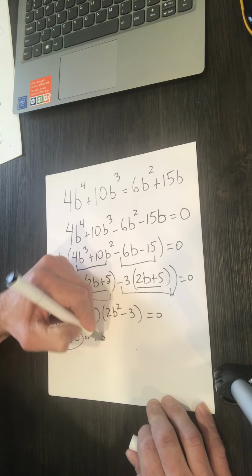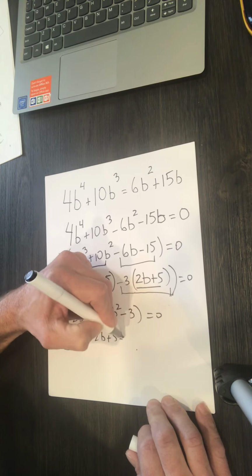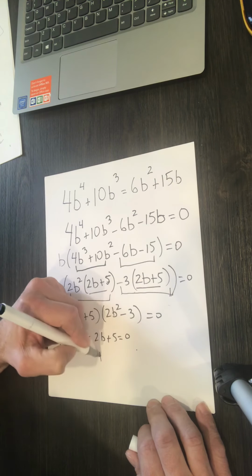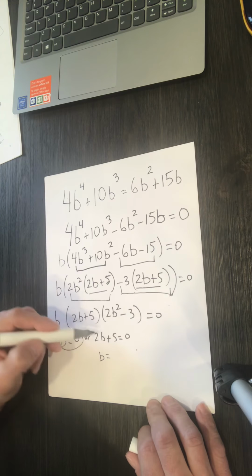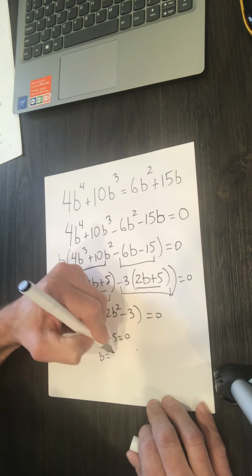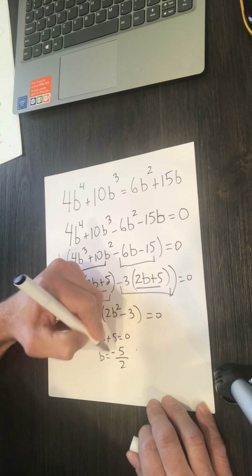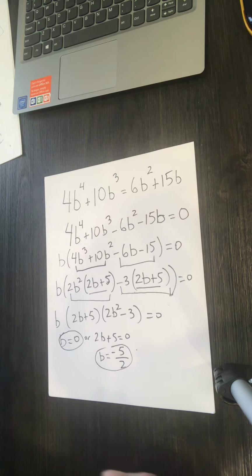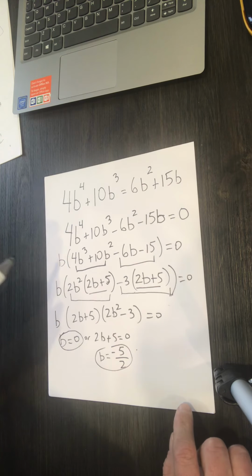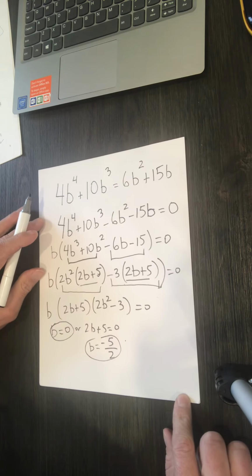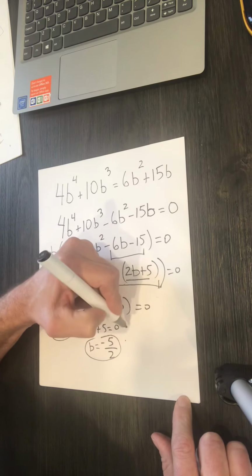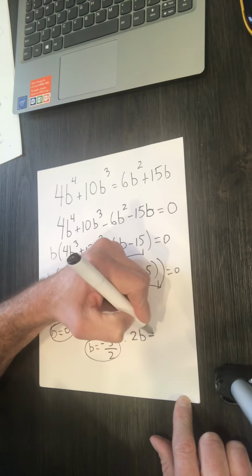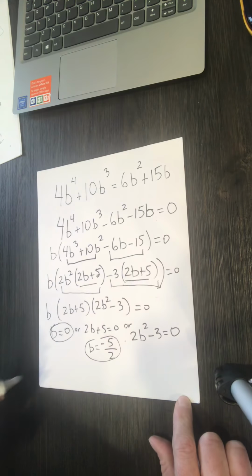Or 2b plus 5 equals 0. And if we solve that quickly, that implies, by subtracting the 5 and dividing by 2, that b has to equal negative 5 over 2. And for the last factor, I'm going to move to a spot where maybe there's some room. Or 2b squared minus 3 is equal to 0.